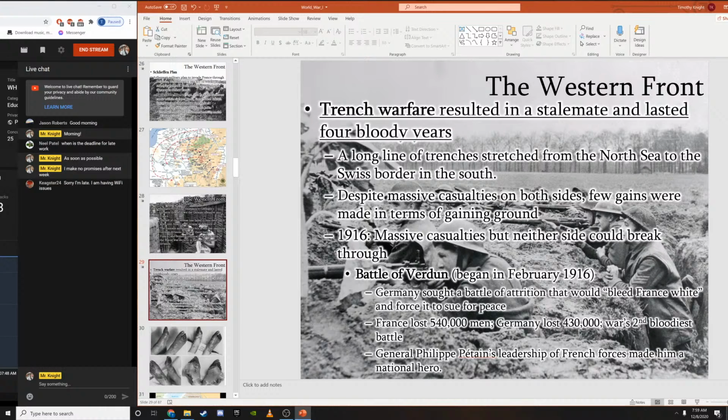Germany lost themselves 430,000. And it ends up, so between the two of them, nearly 1 million people were killed in the Battle of Verdun. And for what? For what? The second bloodiest battle in the war, and a gain in territory of, no joke, like 5 miles or something. Okay? 5 miles and 1 million people killed.